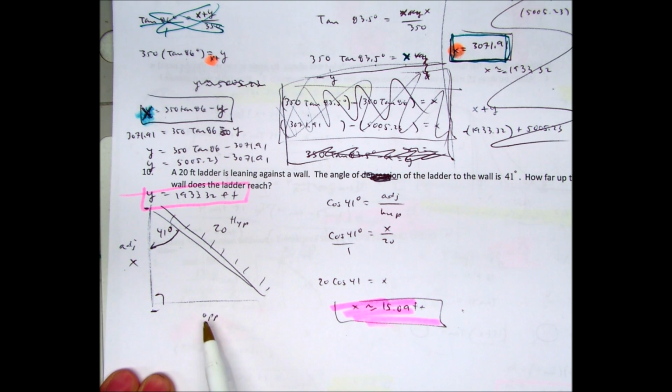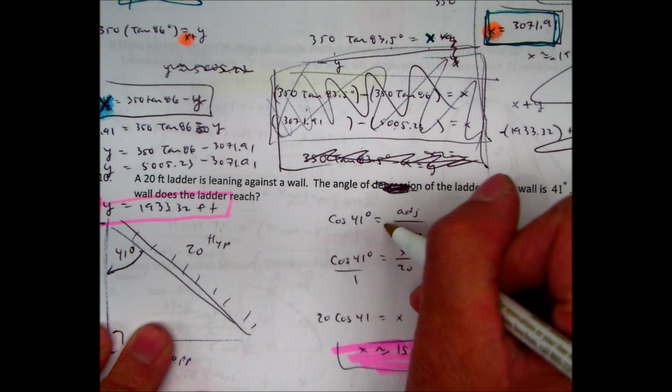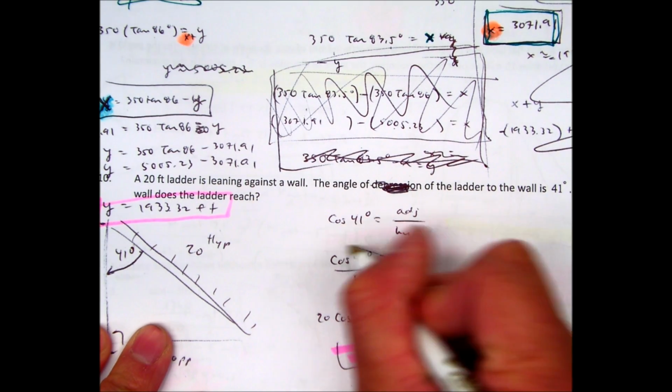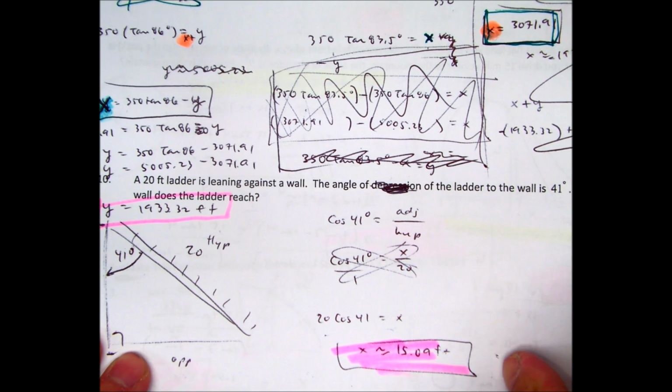So there I have opposite, adjacent, hypotenuse. You only have adjacent and hypotenuse, so that'll give you cosine of 41. Cosine of 41 equals x over 20. Cross multiply, calculator-ready equation, and get approximately 15. Next slide.